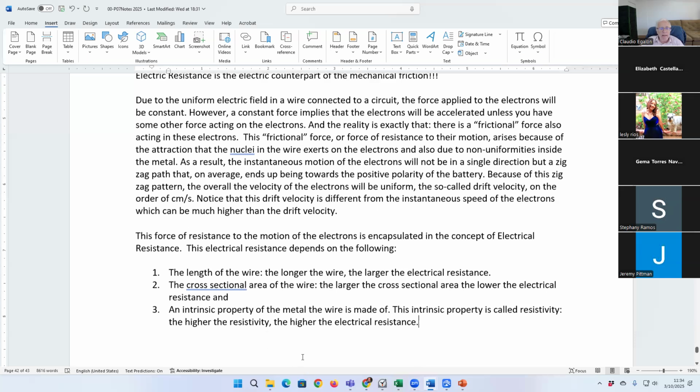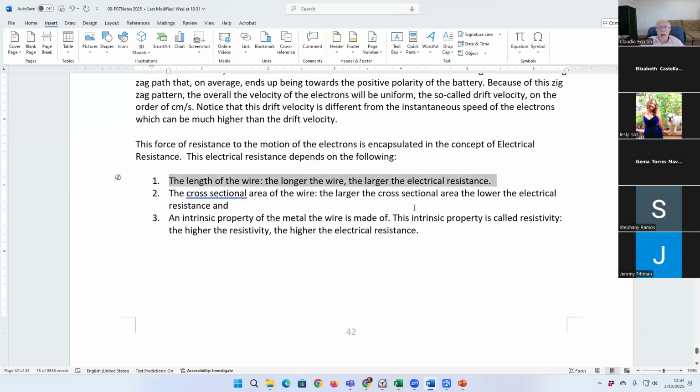Why is that? It makes sense, right, to say that the longer the wire, the larger the electrical resistance. Because the longer the wire, the more resistance the electrons are going to find along their paths. And the contrary can be said about the cross-sectional area of the wire. The larger the wire is just like the cars in a very wide freeway. That would be a very good way of comparing an electrical cable with a mechanical equivalent.